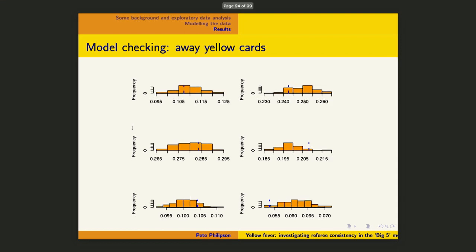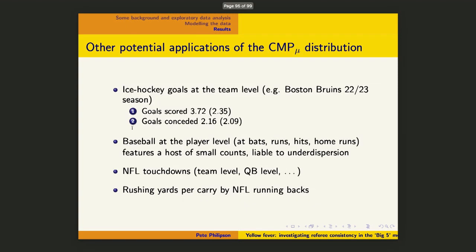And it seems most of the time here that the model is capturing the shape of this distribution quite well. Same thing for aways. Again, 0, 1, 2, 3, 4, 5. It doesn't seem quite so good for 3 away yellow cards and 5 away yellow cards, but as an overall picture, the model seems to be capturing the variability quite well. And what I should say, when I did this under independence, the model checking looked a lot worse. It missed things quite a lot more.